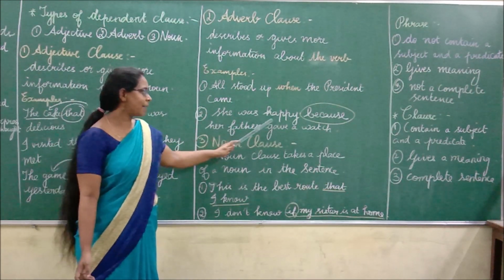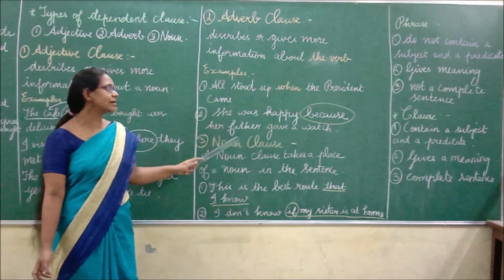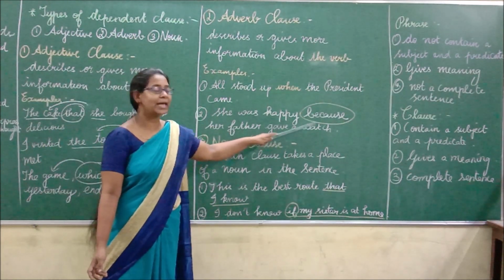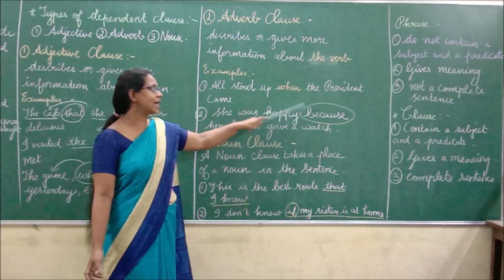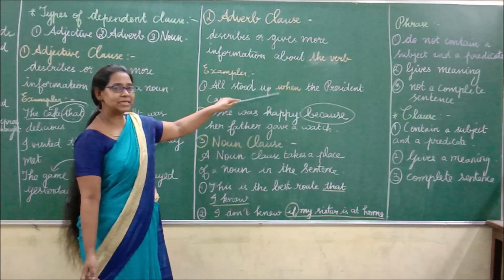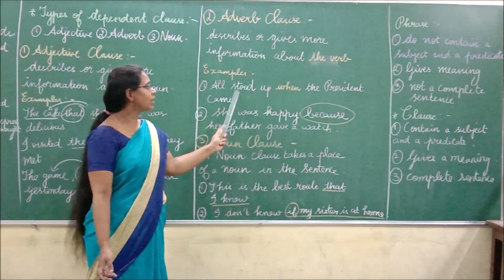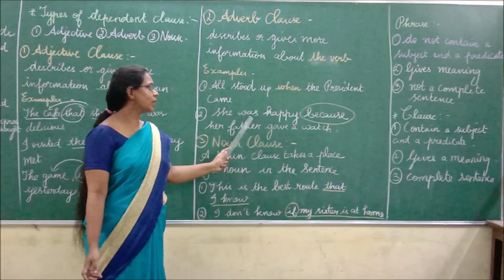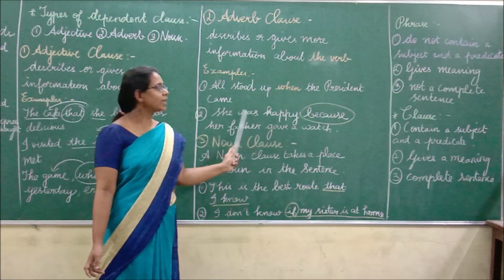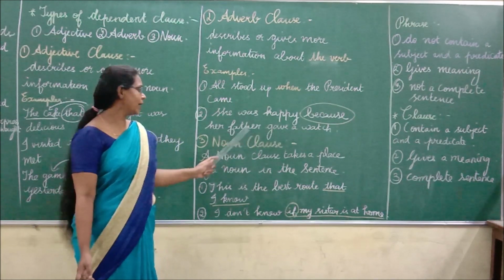Next, she was happy because her father gave a watch. Here because is the adverb class. In the previous sentence, when is the adverb class. It describes the verb. Here the verb is stood up, and here the verb is was. So it describes the verb.